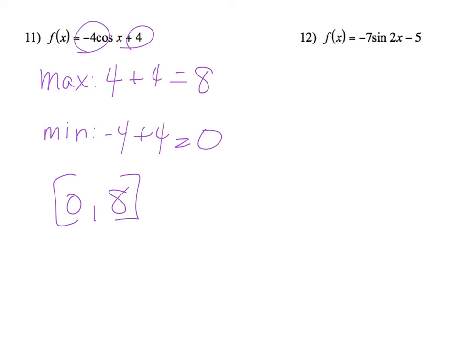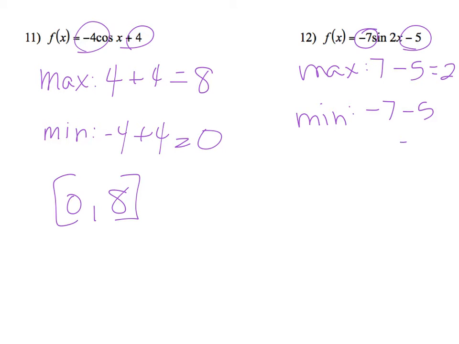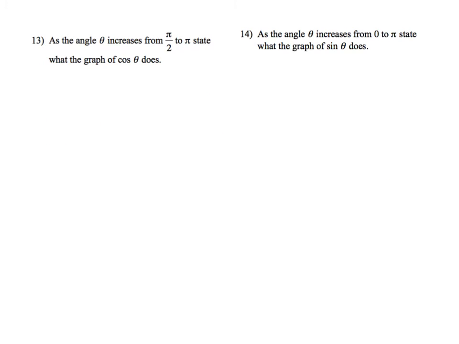Same deal here. The max starts at 7. Always this number. The min starts at -7, and then we just do that. So it would be 2 to -12. Well, you know what I mean. So then the min goes first, and the 2 goes second. Done. Awesome.